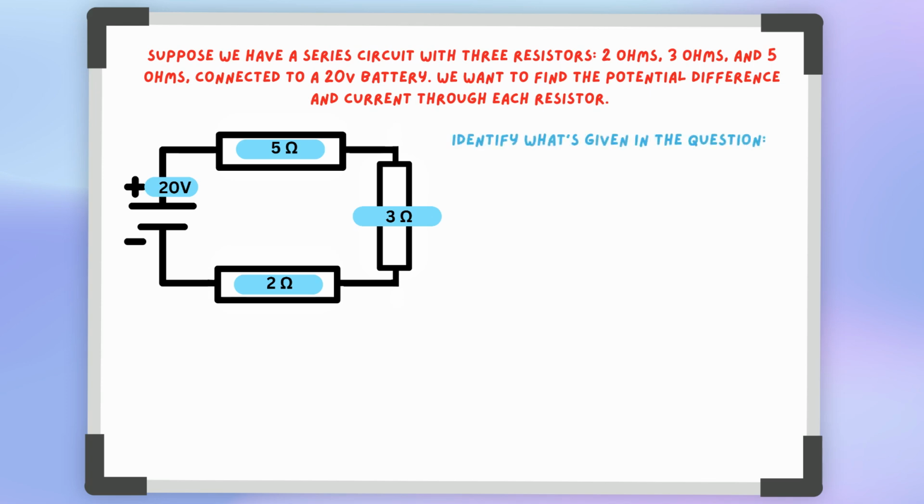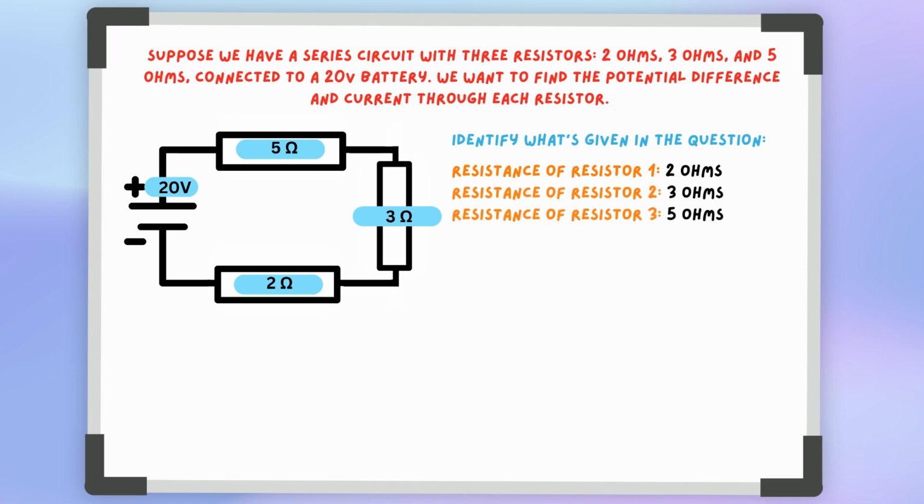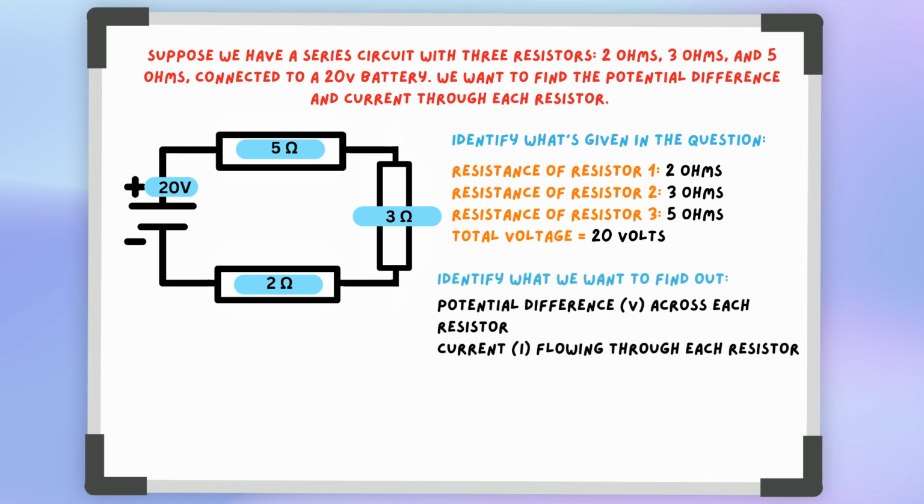First, identify what's given. The resistance of resistor 1 is 2 ohms, resistance of resistor 2 is 3 ohms, and resistance of resistor 3 is 5 ohms. Total voltage supplied by the battery is 20 volts. Next, identify what we want to find out. This is the potential difference across each resistor and the current flowing through each resistor.